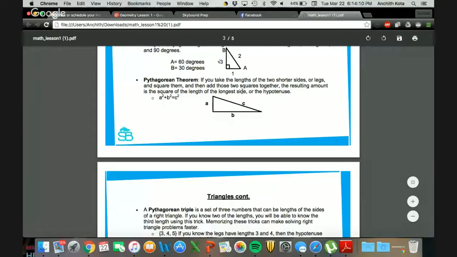All right, last one is the Pythagorean theorem. This is pretty simple. If you take the length of both legs, square each one, and add them together, you will get the square of the hypotenuse, which is pretty important.